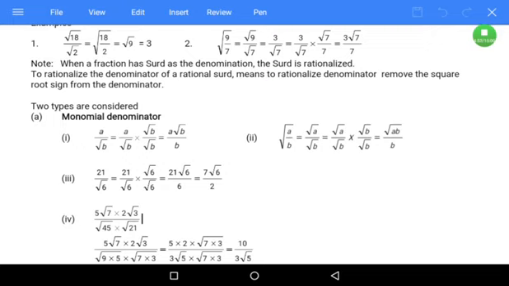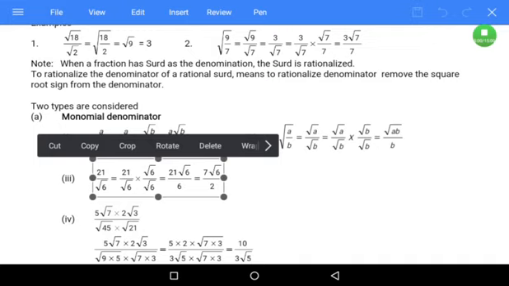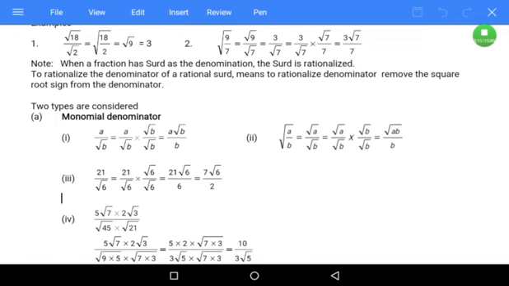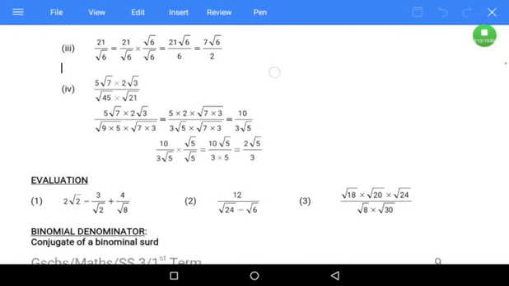21 over root 6 times root 6 over root 6. That will give us 21 root 6 over 6. But we won't stop there because 3 can divide 21 and 6. So 3 into 21 will give us 7, and 3 into 6 gives 2. That will give us 7 root 6 over 2. Do you understand? Now the next one is IV.